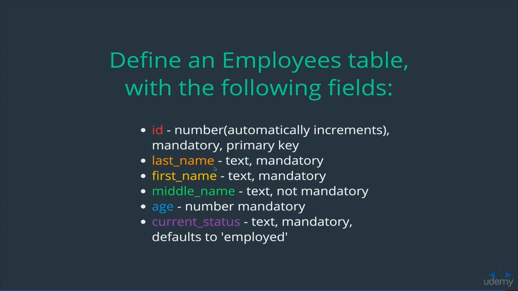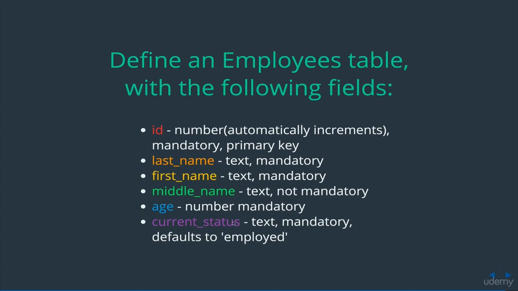Last name and first name are both text, which isn't the data type. Again, you need to use the actual term, and then neither of them can be left blank either. They're mandatory. But middle name, while it's also text, it isn't mandatory because not everyone has a middle name, so we can leave that blank. Then we've got age, which is numeric, and it is mandatory, can't be blank.